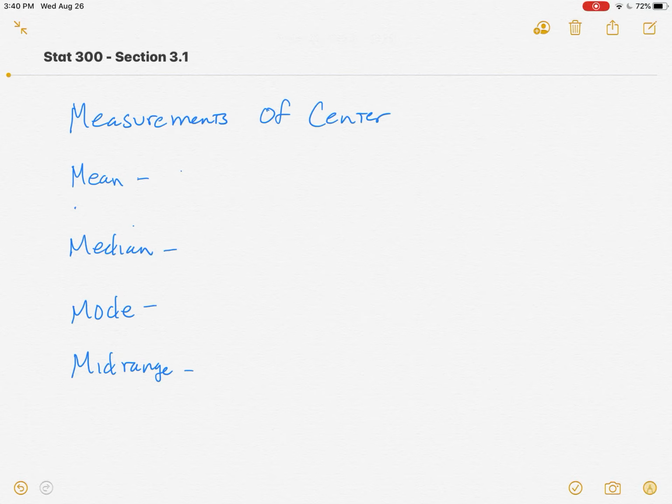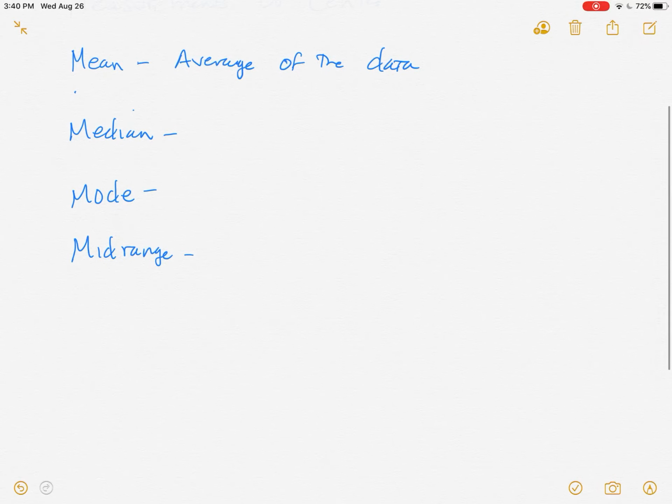The mean is the average of the data. It's kind of the gold standard. That's what's going to be referred to often in the end. And there's a formula for the mean. So I'll start to write that down here. I'll put our formulas that we have.